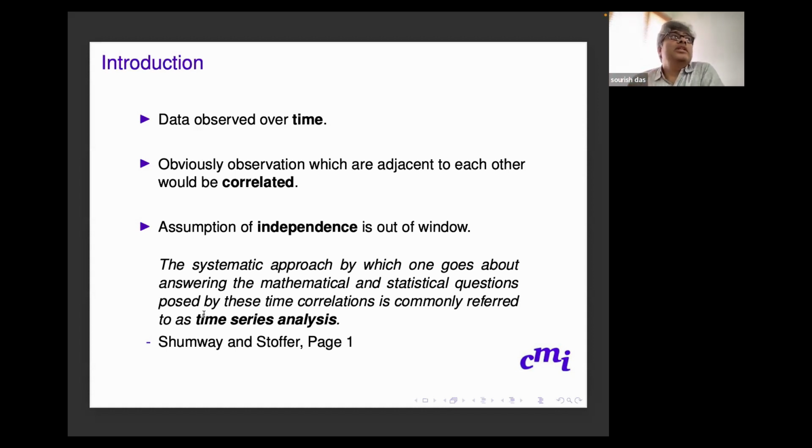Under such a situation, what are the mathematical questions and what are the statistical questions being posed, and how can we answer them? That is what we want to answer in this course. That is the objective of this course.